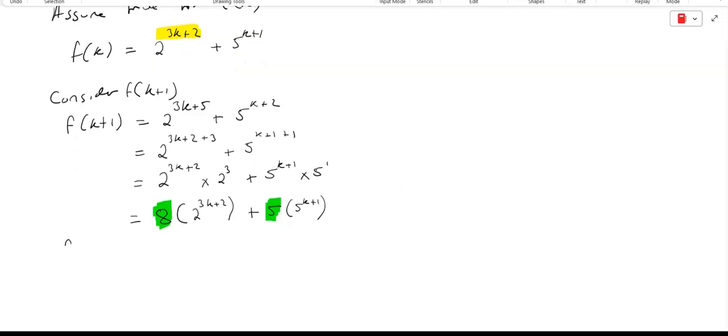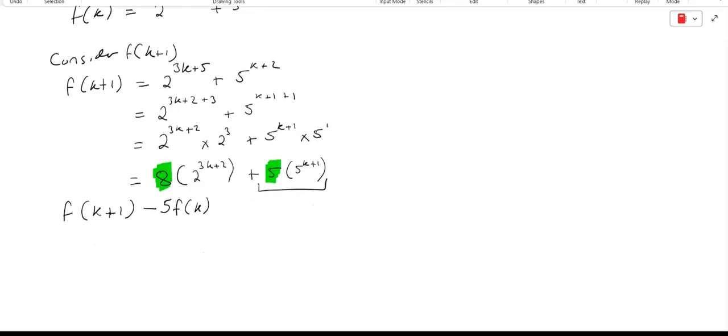So the method I use is, let's do f(k+1) and take away some amount of f(k). How much to take away? Well, it's usually easiest to make one of the terms disappear. So if I take away 5 lots of f(k), then I know that this term over here will become 0. So let's have a look.